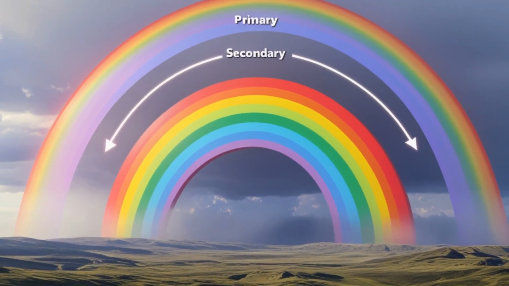There are also rare supernumerary rainbows, faint bands inside the main arc caused by the wave-like nature of light. They're harder to see, but they remind us that rainbows are not just beautiful, they're also complex.